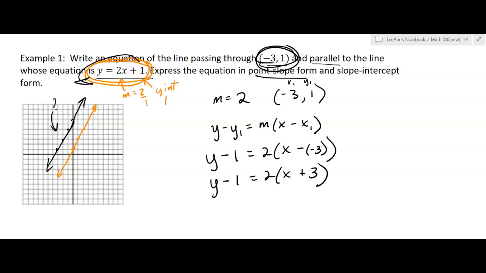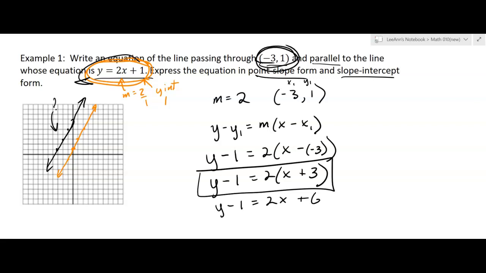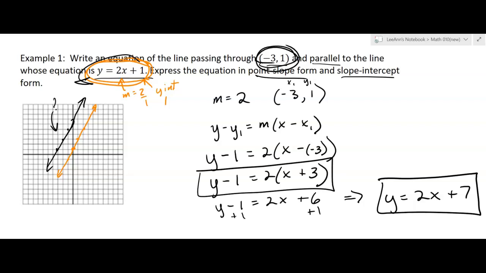Okay. So they ask us to write it in point slope form. This is fine for point slope form. I don't really find that form super helpful, so I wouldn't leave my answer like that. I would put it in slope intercept form, which they also ask for. So that means distributing, then adding the 1. And so you get y equals 2x plus 7. I would rather see it in that form, okay? But they did ask for both, so I've shown both.